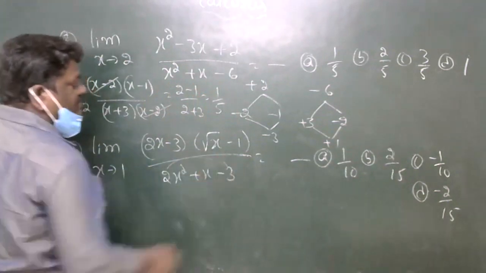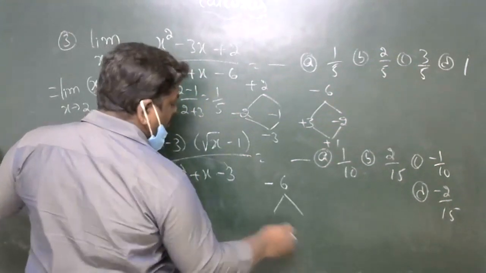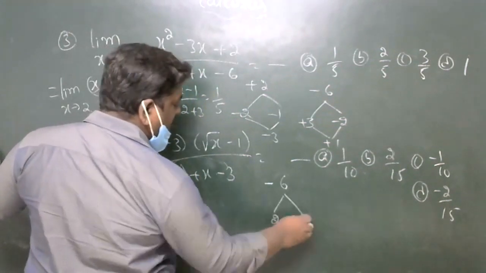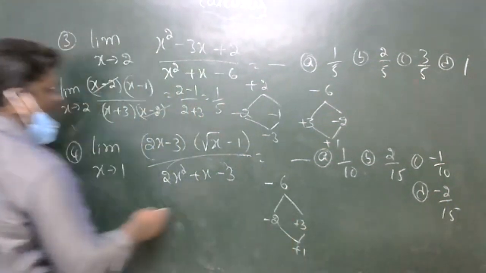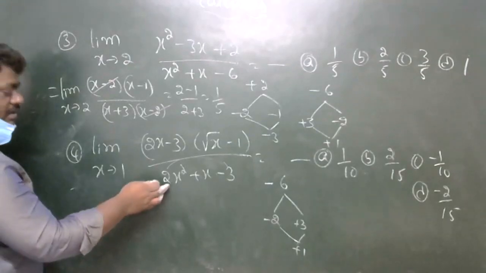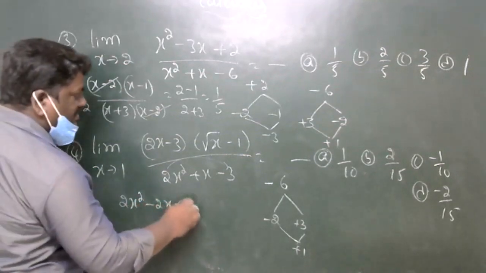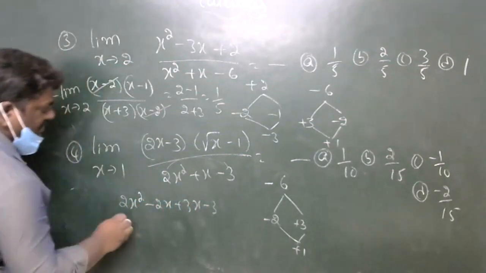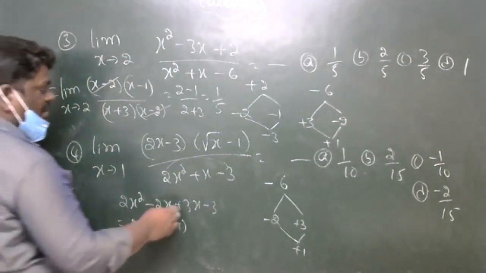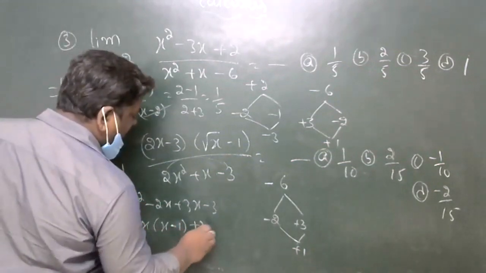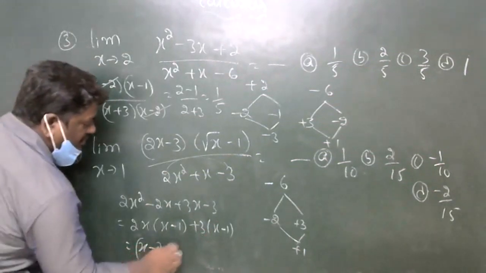So if you multiply these two, you're going to get minus 6. Find the factors, again 2 and 3. So you have to get plus 1, plus 2 minus. Then you have to use factorization. 2x square minus 2x plus 3x minus 3 is equal to, take 2x outside, you're going to get x minus 1. Again, you take 3 outside here, plus 3, x minus 1. Therefore, the factors are x minus 1 into 2x plus 3.